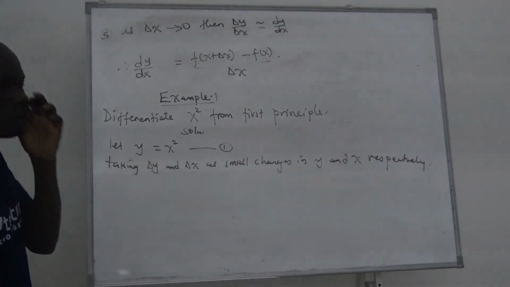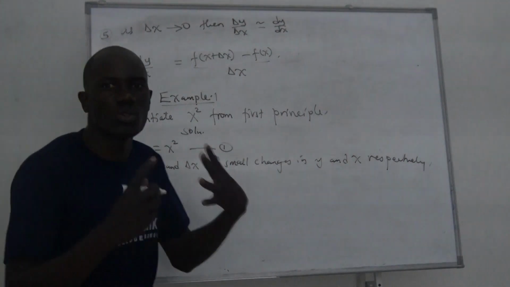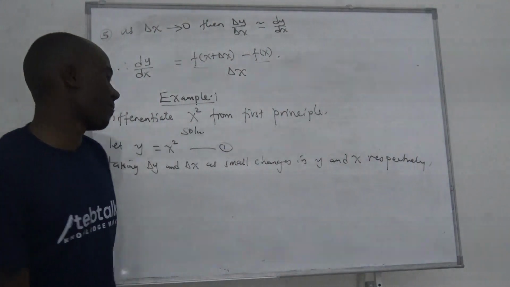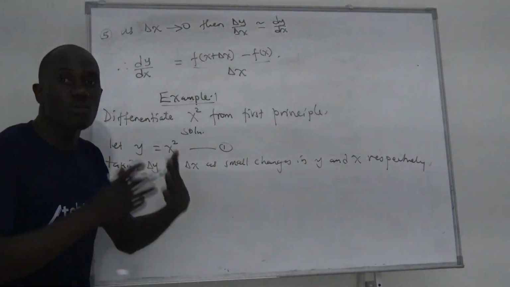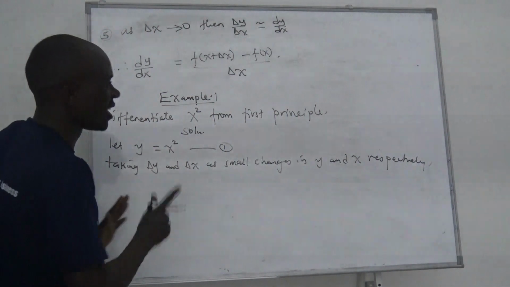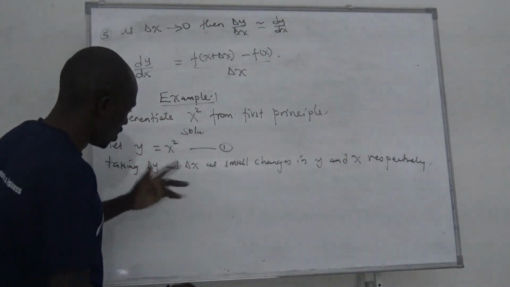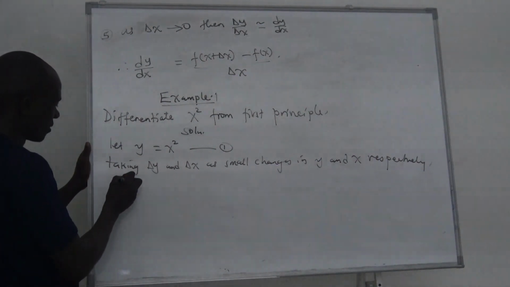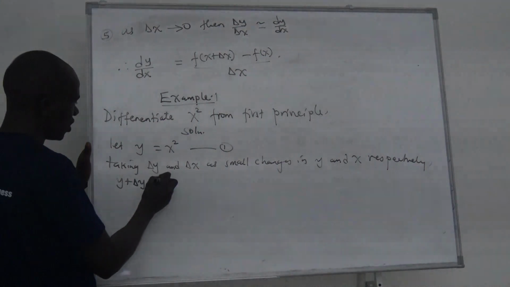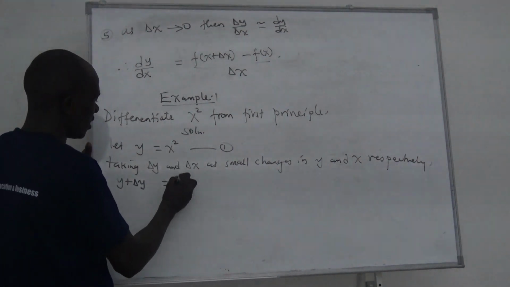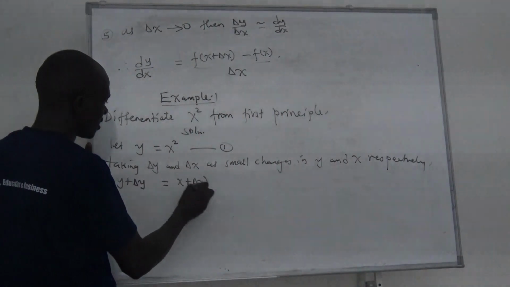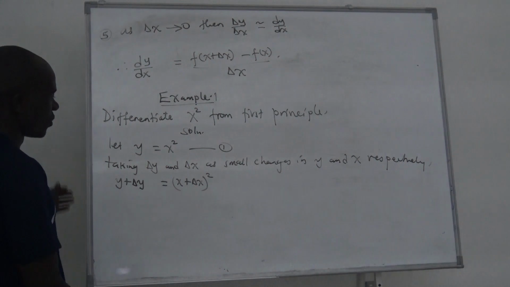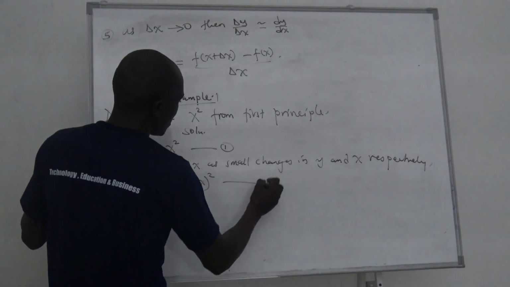Read the statement very well. You are informing the examiner that you are aware of what you are doing. The examiner becomes more and more impressed. So taking, you're going to have y plus delta y equals x plus delta x, the whole squared. Very good. We say this is the second equation.